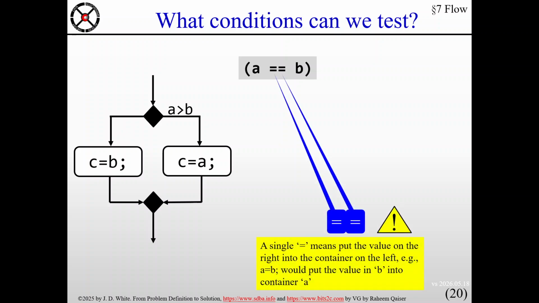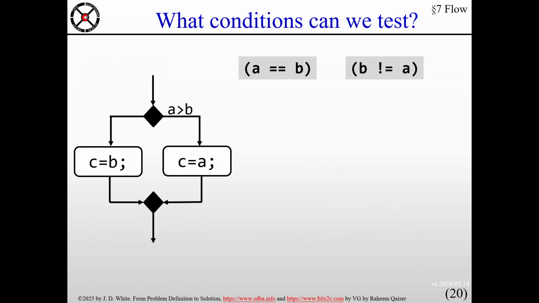And there's my point. A single equals means put the value on the right into the container on the left. For example, A equals B will put the value in B into container A. All right, next. What is this test? Okay, Johnny, what is this testing? Not equal to, yes. So if the value in container B is not equal to the value in container A, we'll get a true value. So these are basically opposites, right?